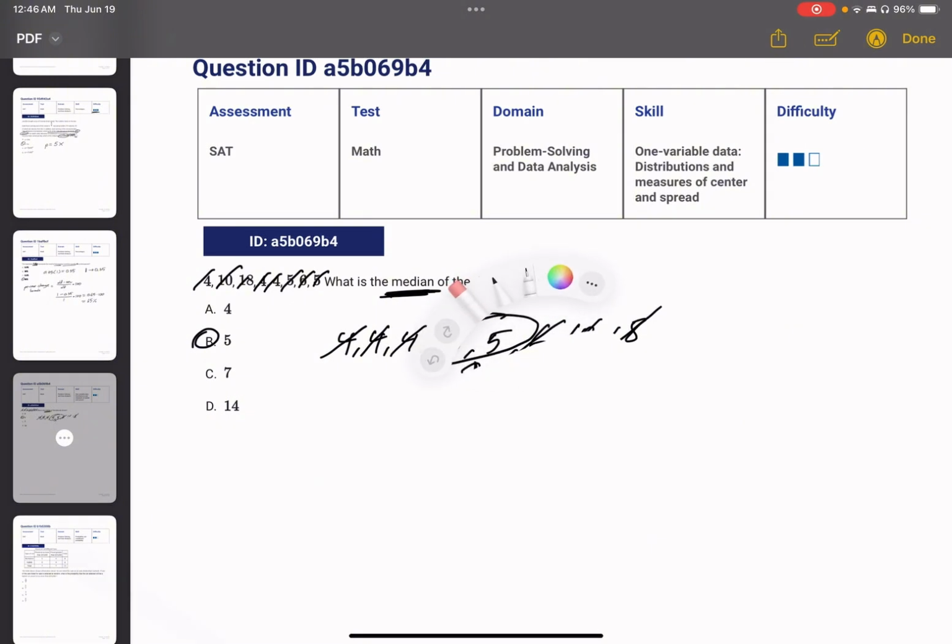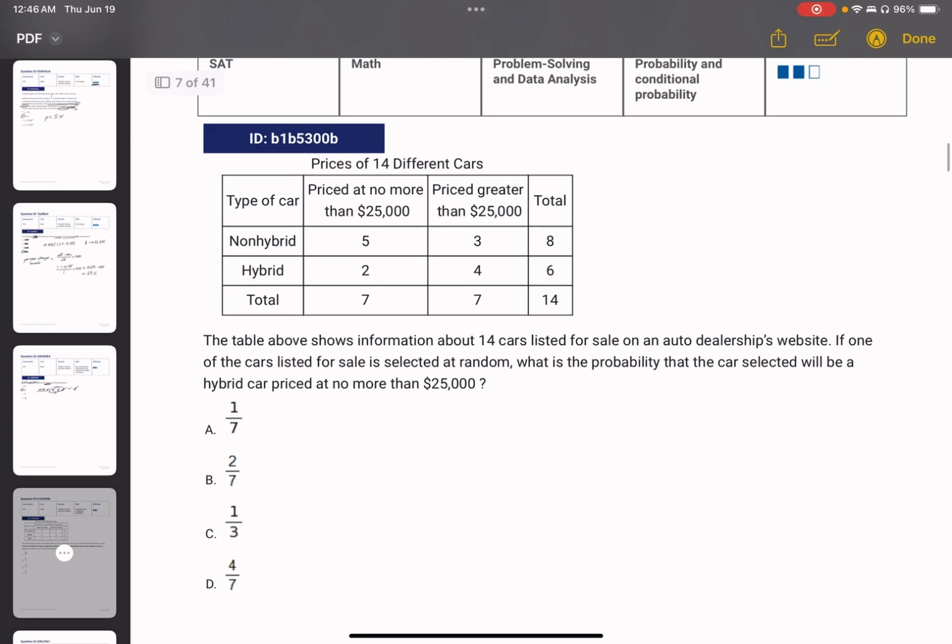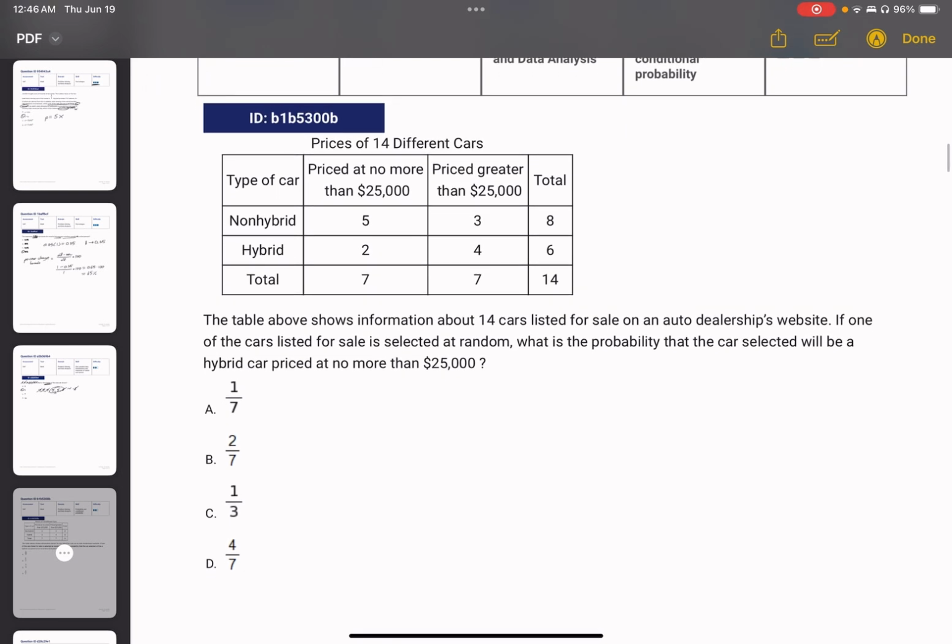Okay, moving on to the next problem. Prices of 14 different cars. Always glance at the table they give you before you go to the problem. We have types of cars priced at no more than 25 grand, price greater than 25 grand, totals. The table above shows information about 14 cars listed for sale on the auto dealership's website. If one of the cars listed for sale is selected at random, what is the probability that the car selected will be a hybrid car priced at no more than $25,000?